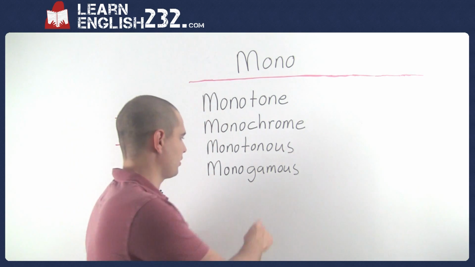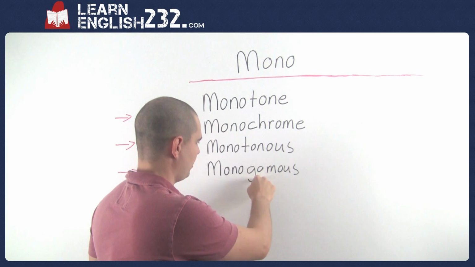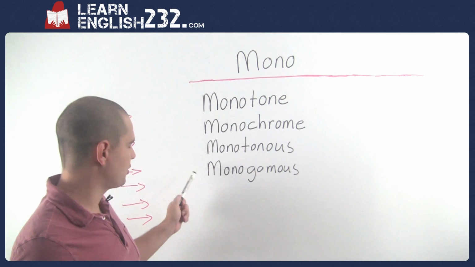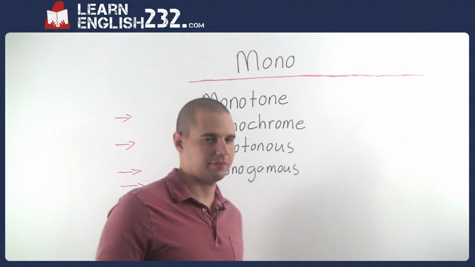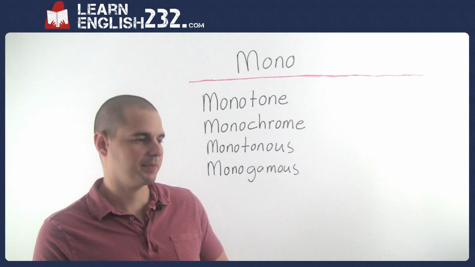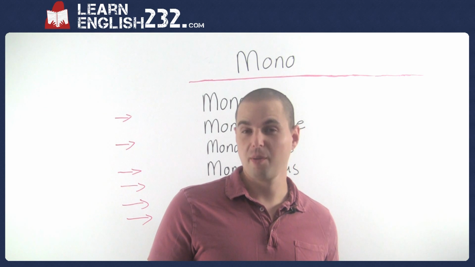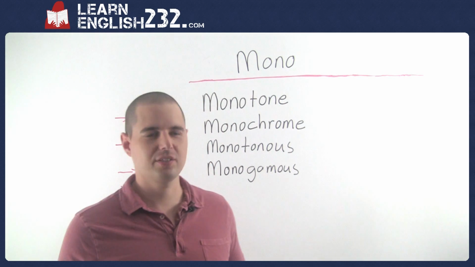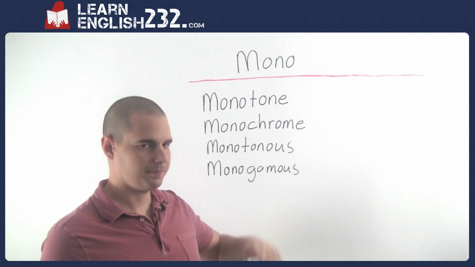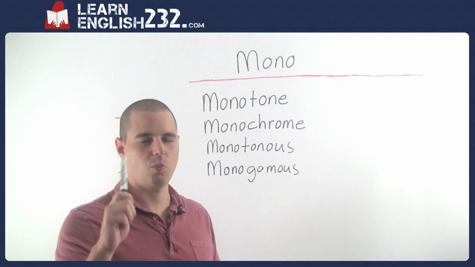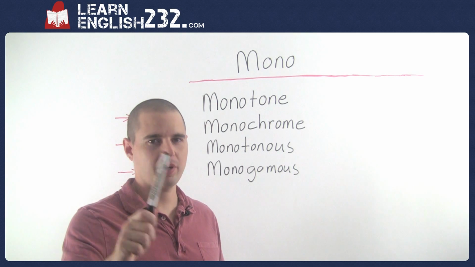Last one. I think this should be an O, I believe. But anyway, this is pronounced monogamous. I think it's an O. Anyway, I'll have to check that on the site. Sometimes my spelling is not perfect. So if you make spelling mistakes, you're not alone. But anyway, monogamous. This means one sexual partner.